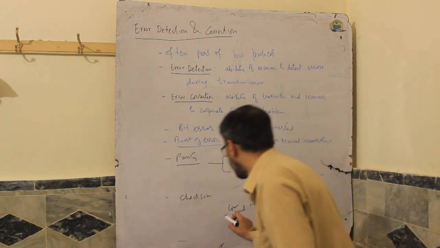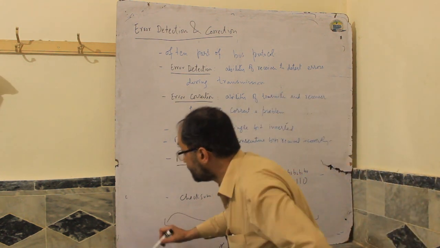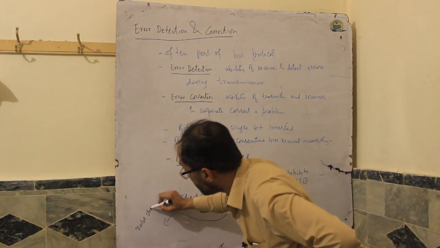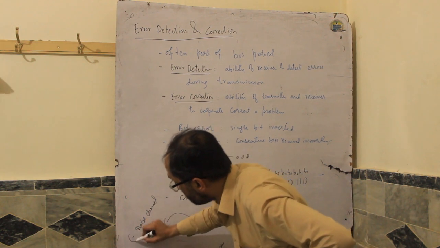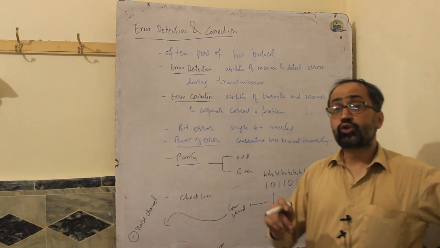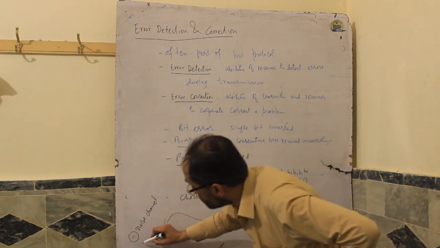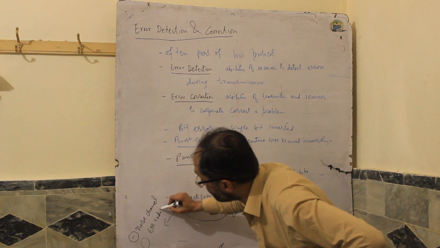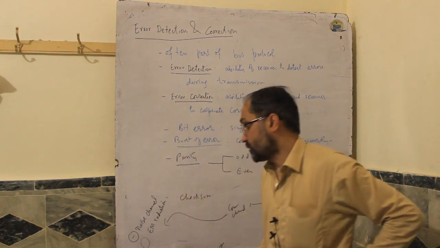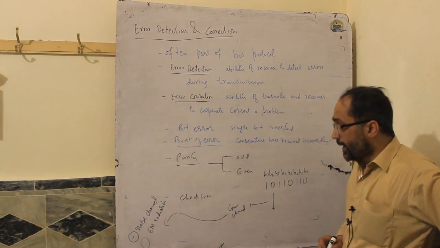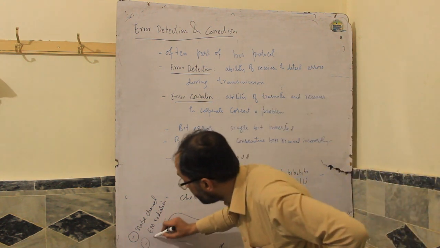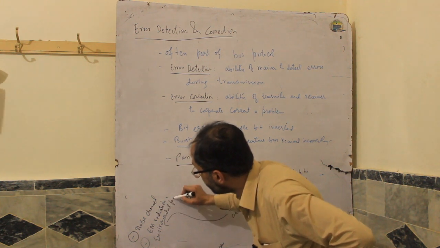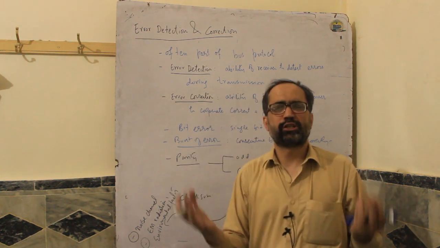There are various sources of error. These sources of error may be some noise in the channel. It can also be some electromagnetic radiation, and there can also be some environmental factors. So there can be various sources of errors.